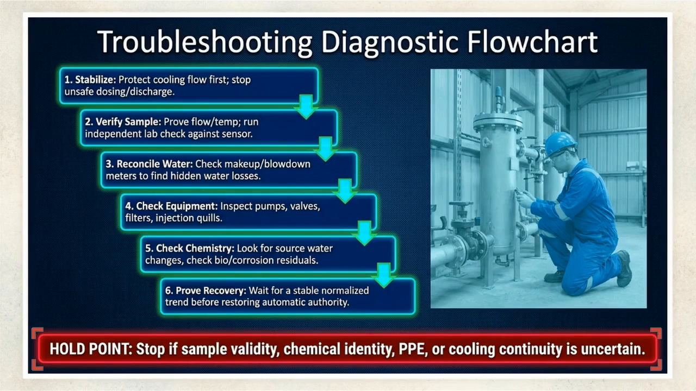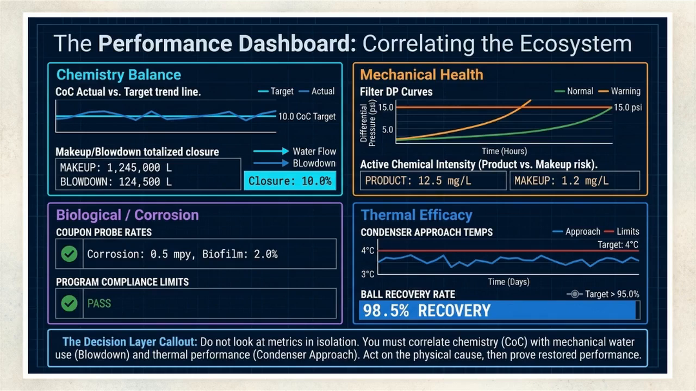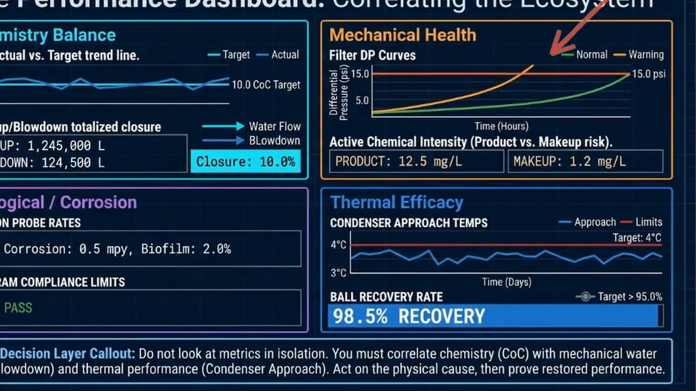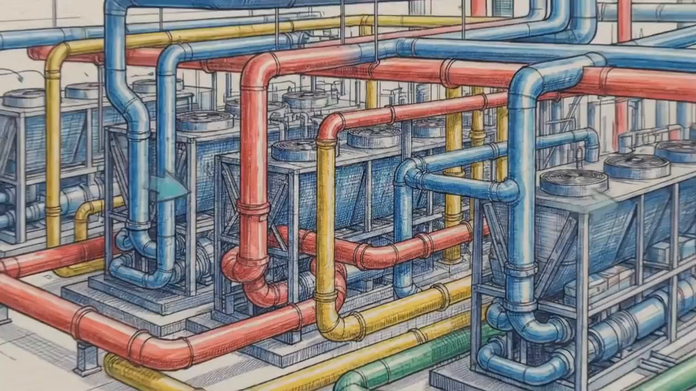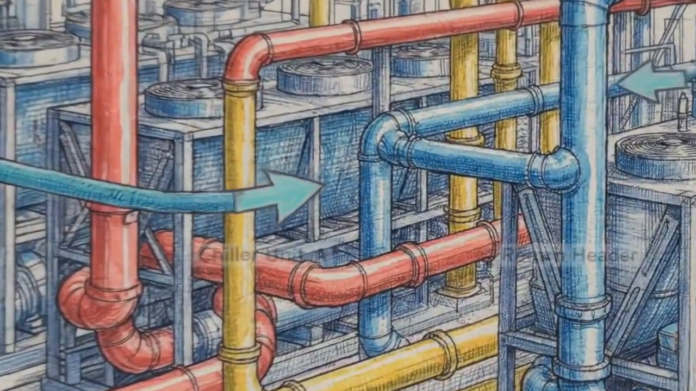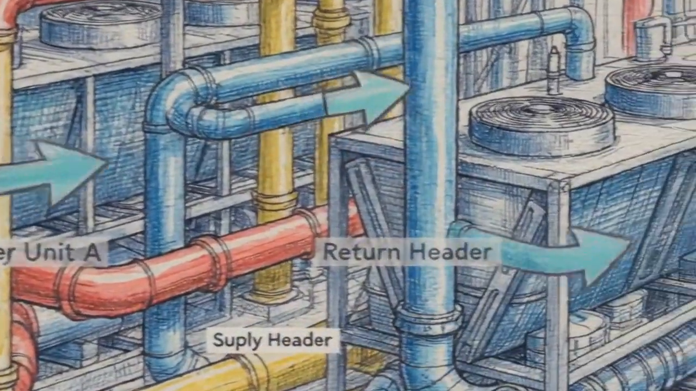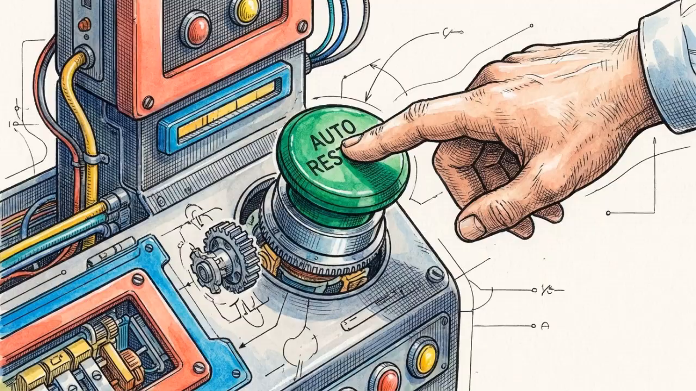Operators use this 4-quadrant performance dashboard as the single decision layer to converge telemetry. Notice the correlation. A physical change in mechanical health, like a spiking filter pressure curve, will mathematically impact thermal efficacy, driving up condenser approach temperatures over time. No single metric provides a complete picture of plant health. Operating a high COC plant safely requires correlating chemistry, mechanical water use, and thermal efficiency to identify physical root causes and prove the system has recovered before restoring automatic authority.